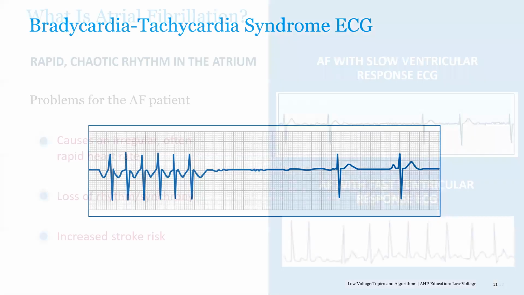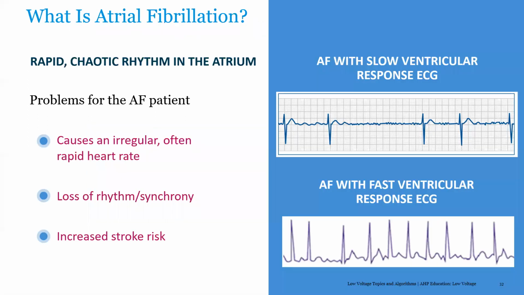So when we're talking Brady-Tachy syndrome, you're in AF with a slow ventricular response. That's the EKG on the top. And then you'll have somebody with fast ventricular response. You may think to yourself, why do we put a pacemaker in somebody with fast ventricular response? Well, it's a good question. We need to slow them down.